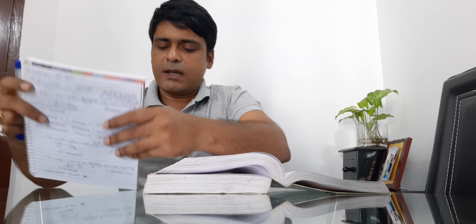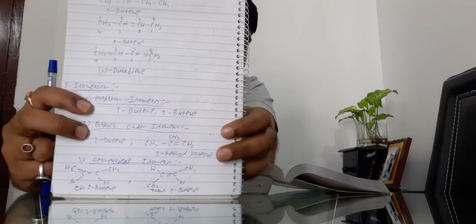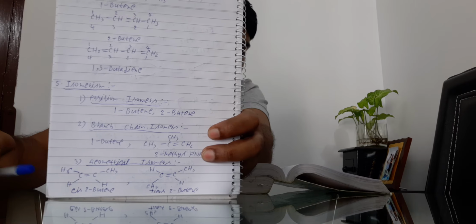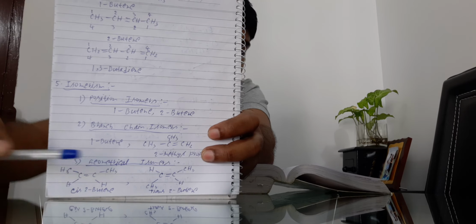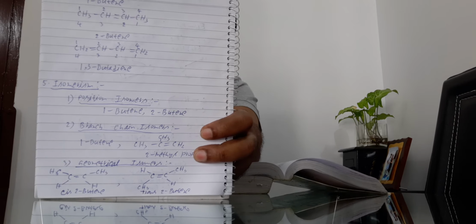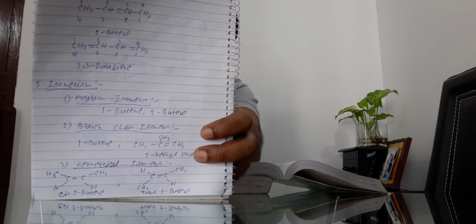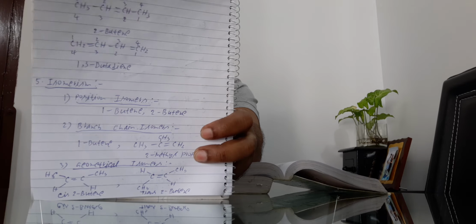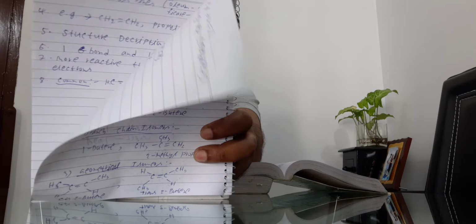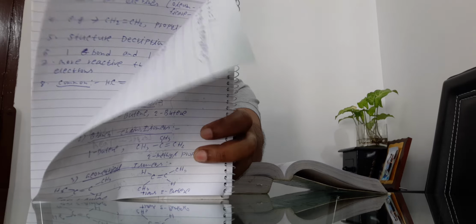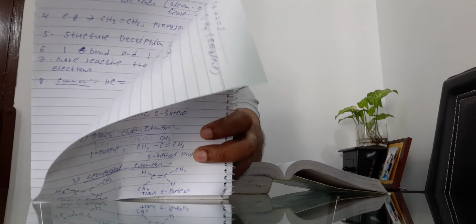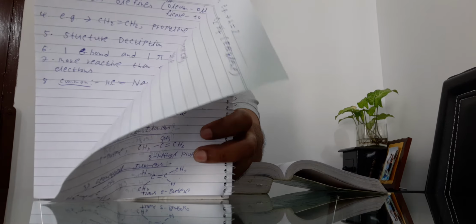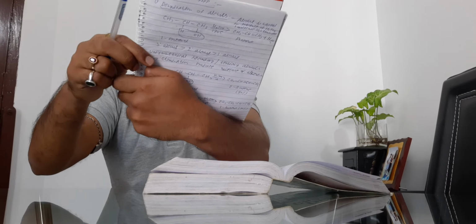That means here, see, the first one is cis-2-butene and the second one is trans-2-butene. See, in trans-2-butene, the methyl groups are present on opposite sides of the carbon atoms. But in cis-2-butene, the methyl groups are present on the same side. Okay. So this is geometrical isomerism.